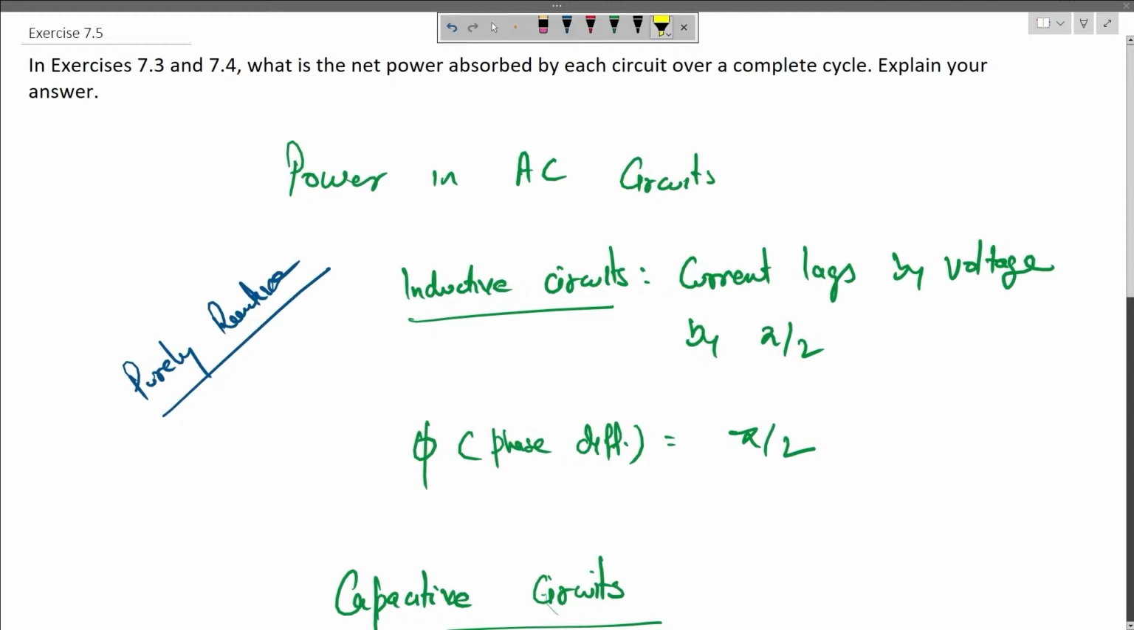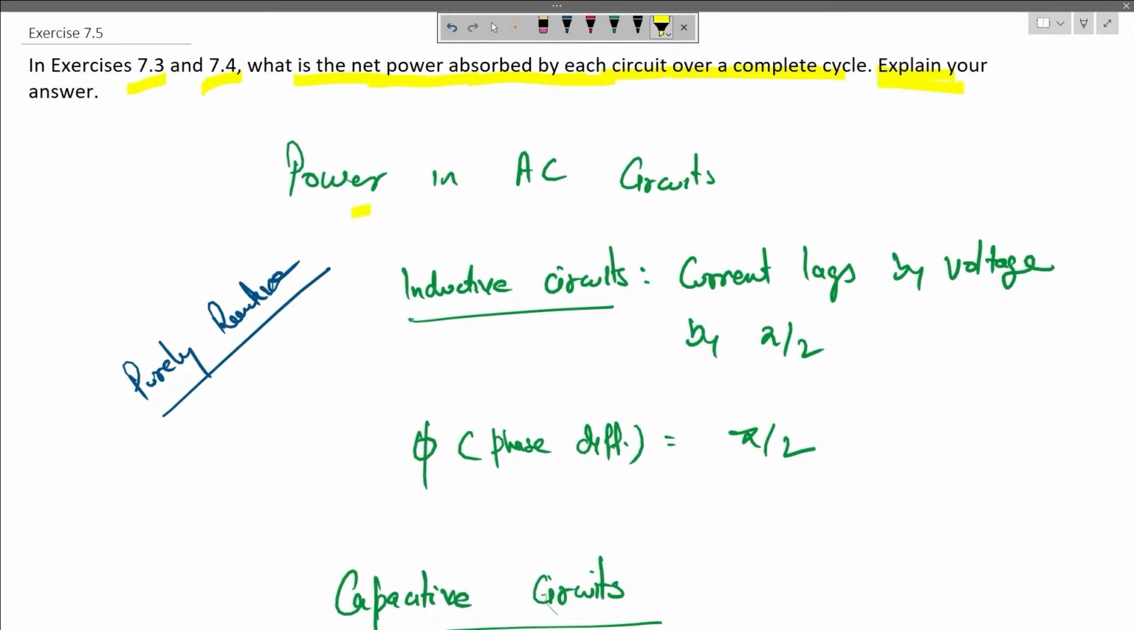The question says that in exercises 7.3 and 7.4, what is the net power absorbed by each circuit over a complete cycle? Explain your answer. Now in both these exercises, we saw that in exercise 7.3 there was an inductor in series with the source EMF, and in exercise number 7.4 we saw that there was a capacitor in series with the source EMF. Now we have to find out what is the net power absorbed by each circuit over a complete cycle. We have to explain this answer.